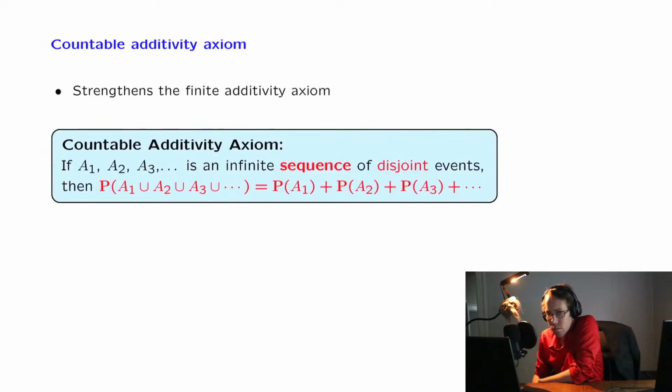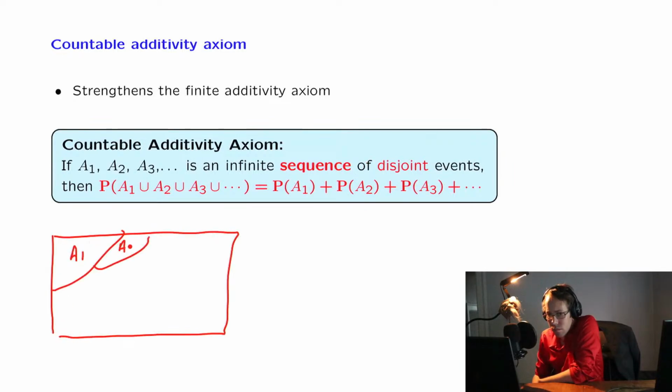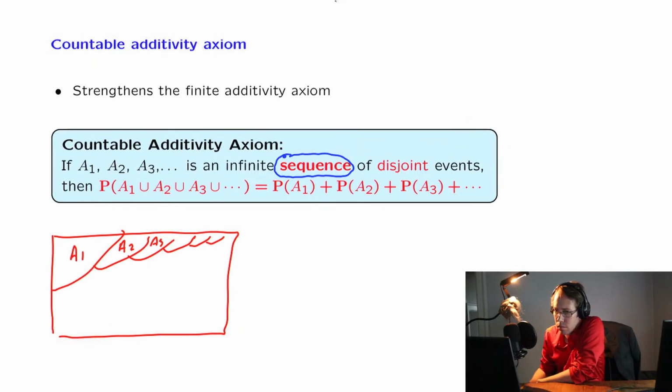The axiom that we introduce is the following. If we have an infinite sequence of disjoint events, as for example in this picture, we have our sample space, we have a first event A1, we have a second event A2, a third event A3, and so we keep continuing, and we have an infinite sequence of such events, then the probability of the union of these infinitely many events is the sum of their individual probabilities. The key word here is the word sequence. Namely, these events, these sets that we're dealing with, can be arranged so that we can talk about the first event, A1, the second event, A2, the third one, A3, and so on.